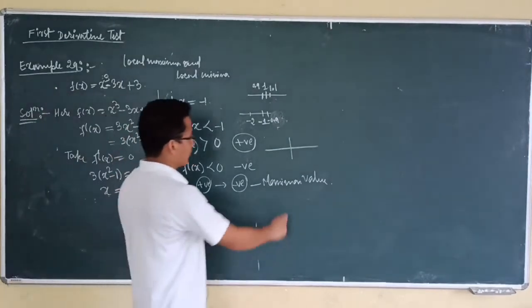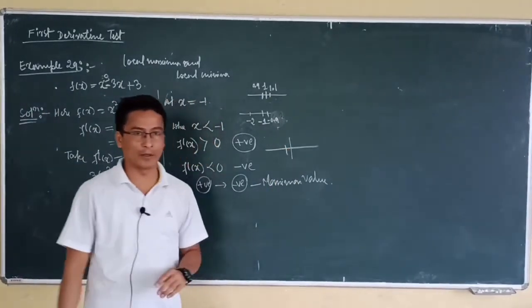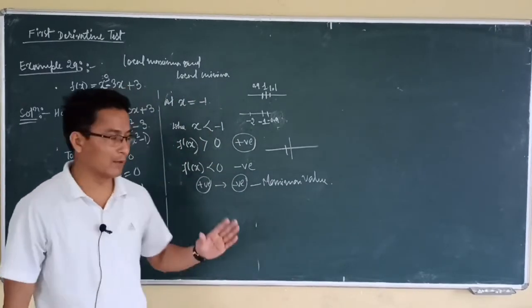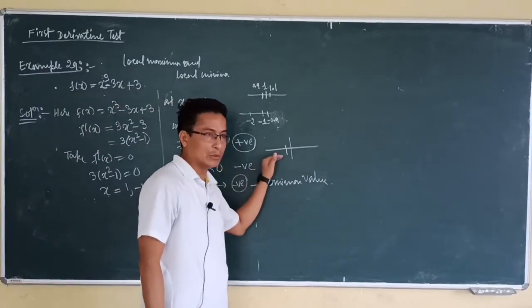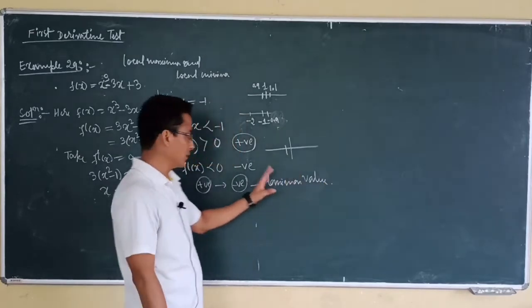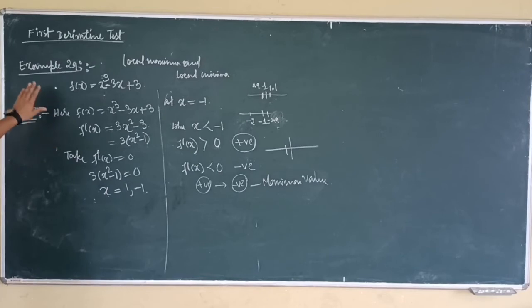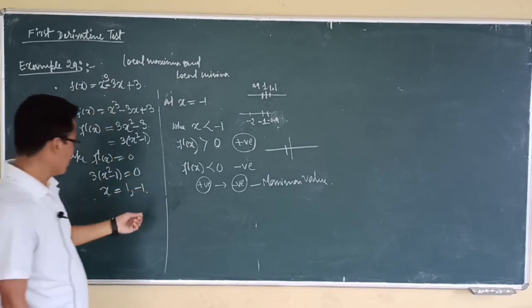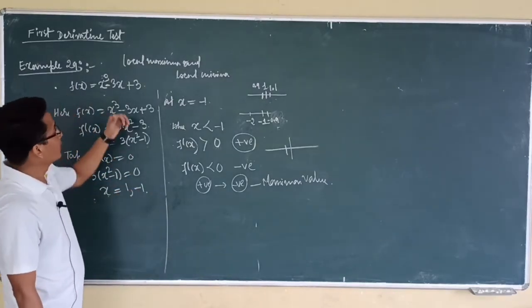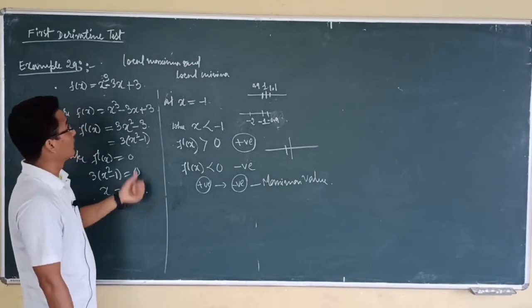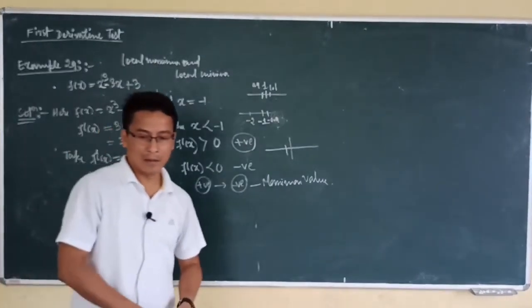We will take one value from the left hand side of the critical point and one value from the right hand side of the critical point, and we always travel left hand side to right hand side, then we will get the proper result. So this is example number 29 about local maxima and local minima. At point 1 we get the local minima and at point minus 1 the local maxima.